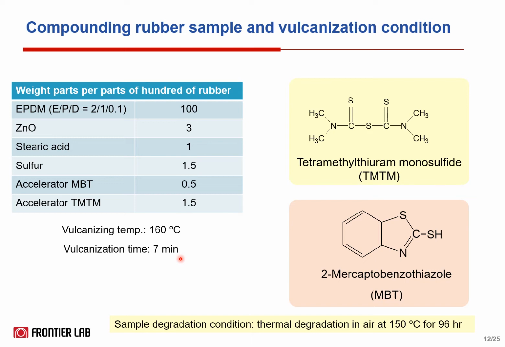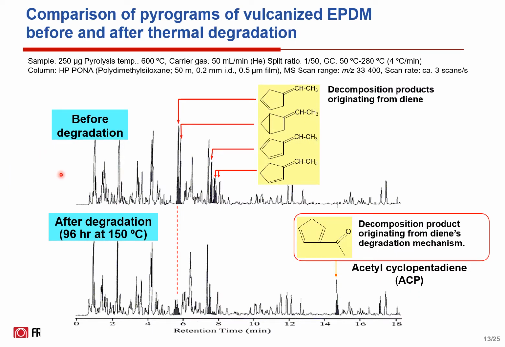Next, make two types of sample. One is the non-vulcanized, another is the vulcanized EPDM sample sheet with 1.5 mm thickness, and leave them in an air circulation oven kept at 150 degrees C for 96 hours to prepare thermally degraded EPDM samples. The top figure is the pyrogram of vulcanized EPDM sample before thermal degradation. And the bottom figure is a pyrogram of the EPDM sample after thermal degradation.